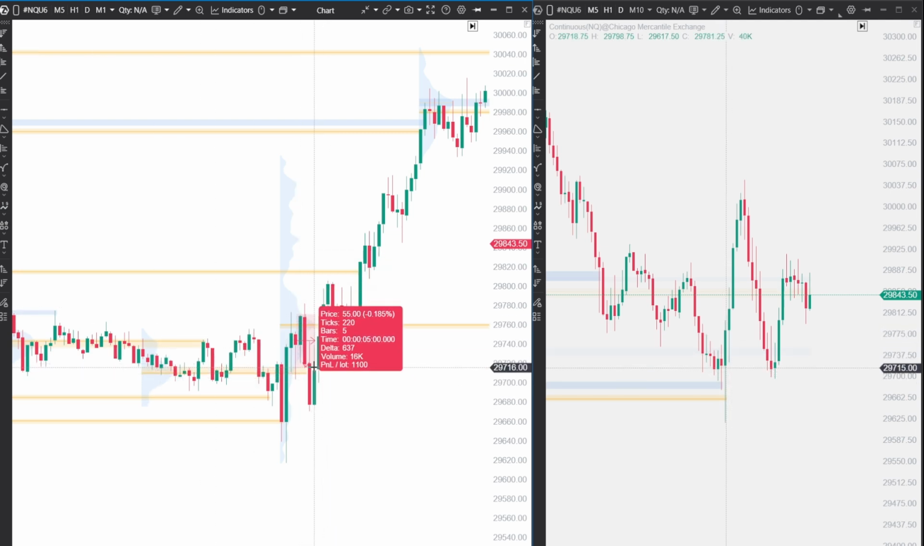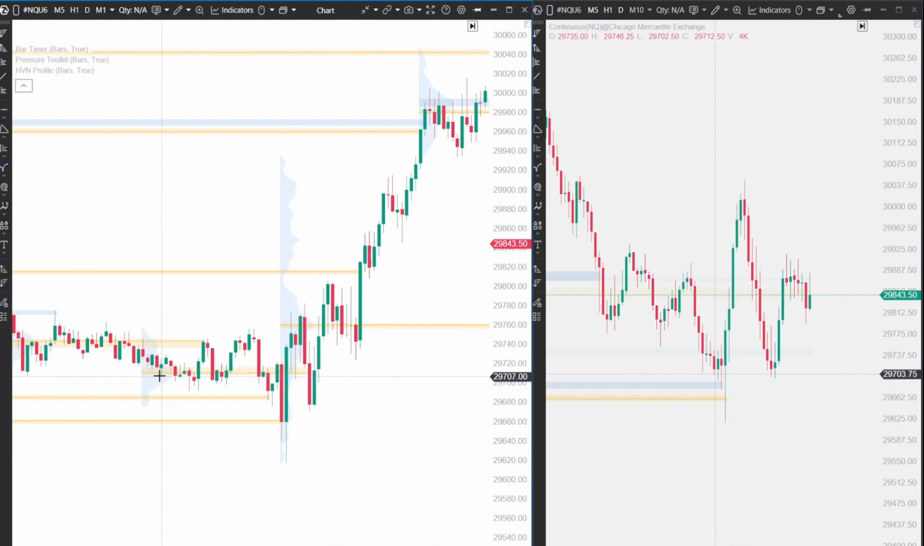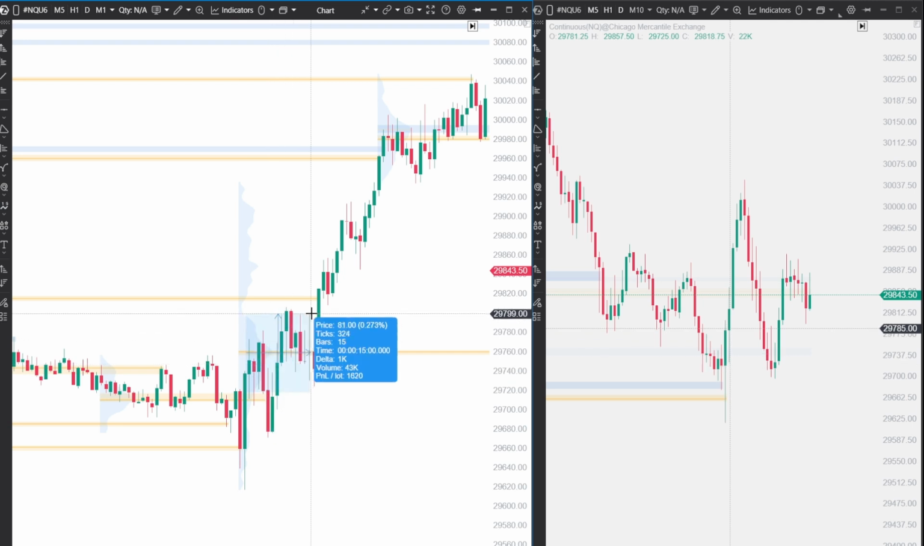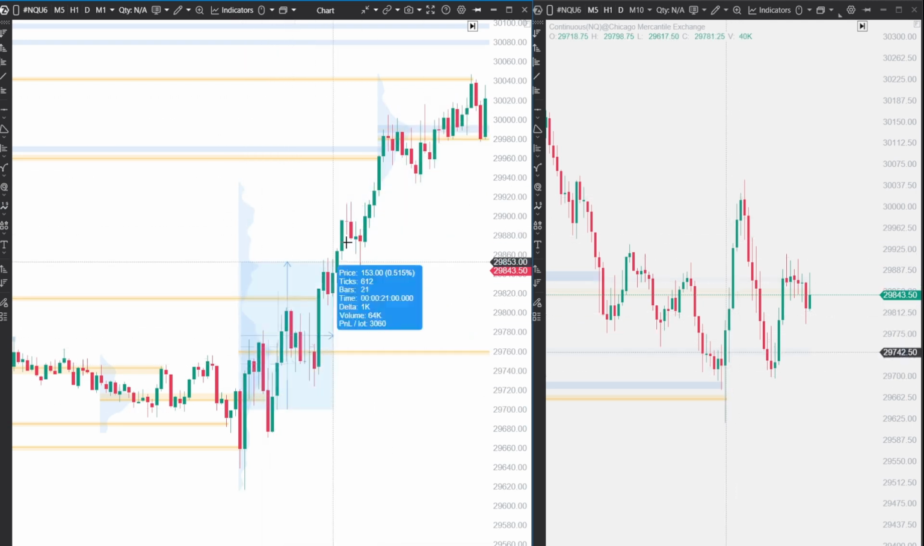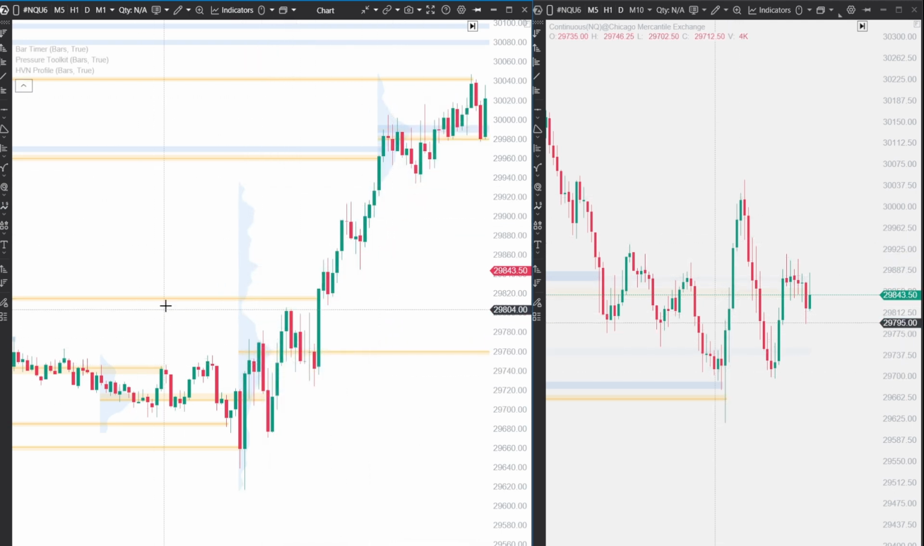And once a level is touched, it stops being printed horizontally. So you do not have to worry about this level. It got invalidated. We do not use it as support. But nonetheless, the price kept soaring, right? We kept going up. The next valid level was this one here that's coming across.